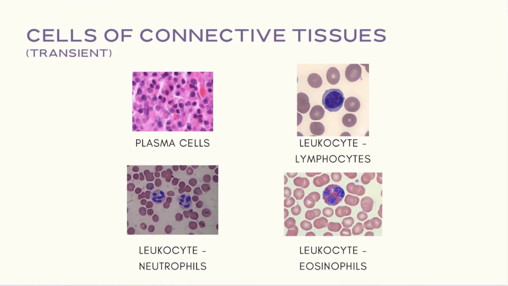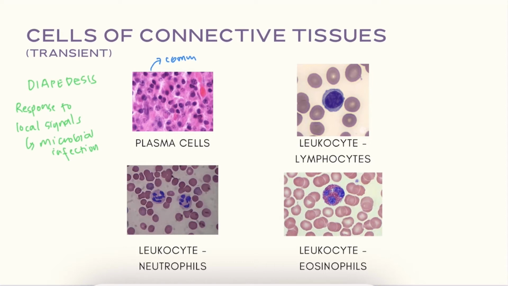As mentioned previously, some cells in connective tissue are permanent residents. For example, fibroblasts, as discussed in the previous slide. However, some connective tissue cells are transients and enter the tissue from small blood vessels via diapedesis. This entry is often in response to local signals, such as those generated by microbial infection. Transient cells include plasma cells, lymphocytes, neutrophils, and eosinophils.